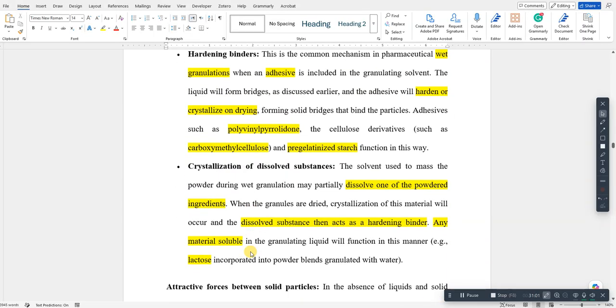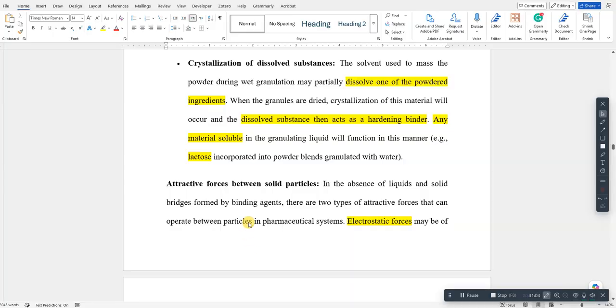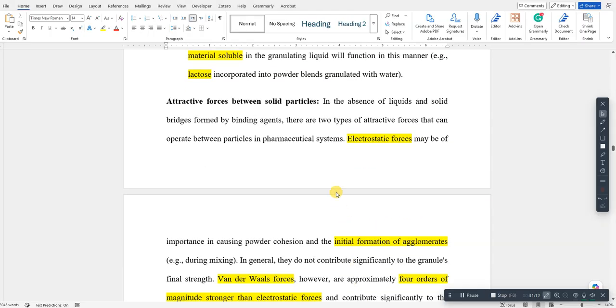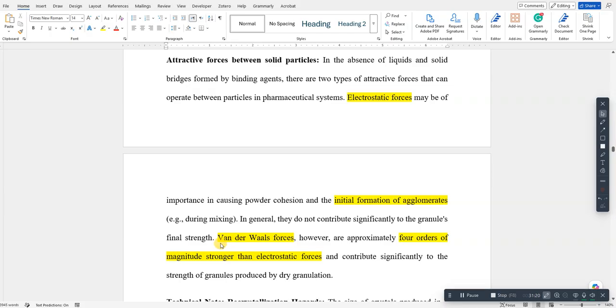So this is the summary of what I talked about. In dry granulation, we talked about electrostatic forces during mixing. These electrostatic forces will cause initial formation of agglomerates, but more importantly, when you cause the compression and when you cause the particles to come very close to each other, van der Waals forces will become significant. They are 4 orders of magnitude stronger than electrostatic forces.